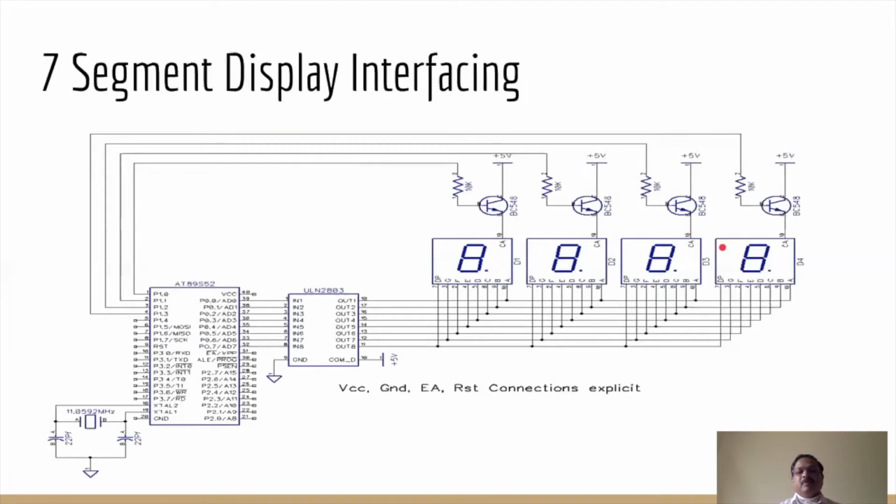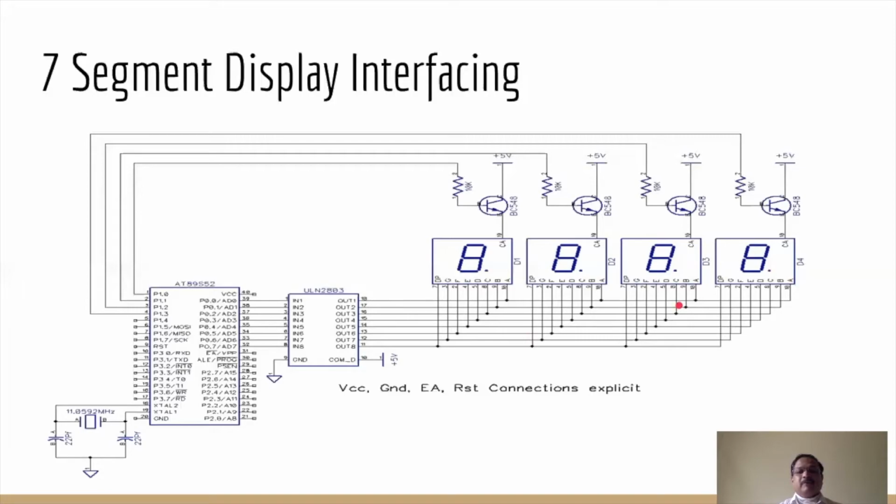So at a time only one digit will be on, and this will happen in a round robin fashion. Due to the persistence of vision, we'll find that all the 4 digits are displaying simultaneously. That is how it is used for display purpose. Mainly this is called the dynamic display.